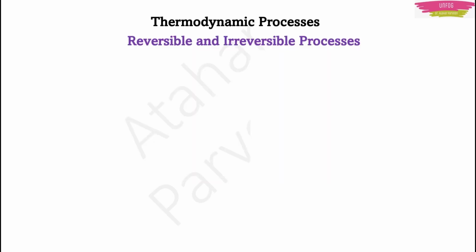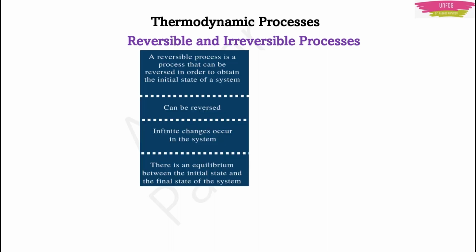There are two more very important types of thermodynamic processes. One is the reversible and the other one is the irreversible process. So what is a reversible process? A reversible process is a process that can be reversed in order to obtain the initial state of the system. Here many infinite changes will occur, still you can achieve the initial state. That type of process is known as a reversible process.